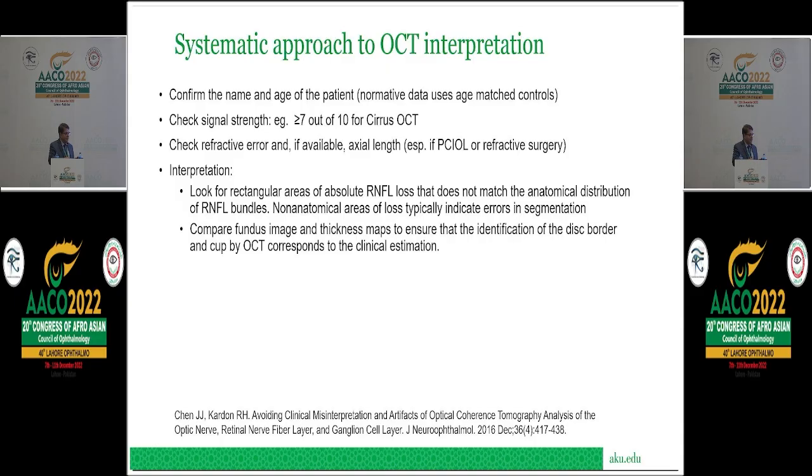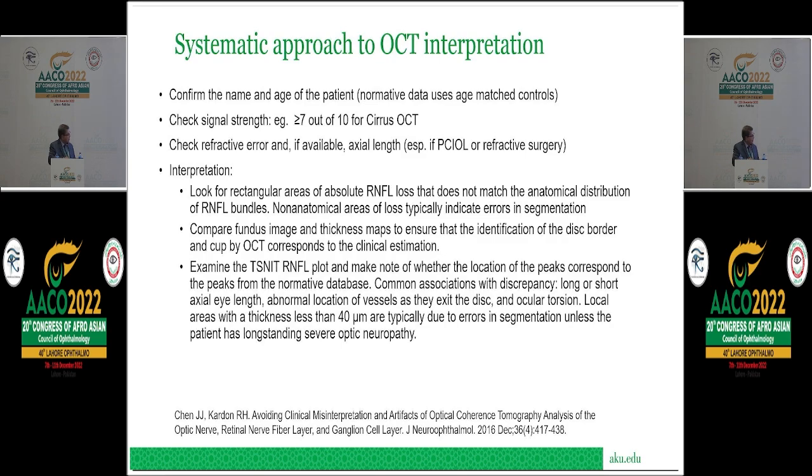Compare the fundus image to the thickness maps to make sure that the disc border is identified properly and everything corresponds. And then look at the TSNIT plot. Now, you need to look at the segmentation pattern, whether it was done properly or maybe there's a blood vessel or something that messed it up. And then look carefully at the plot and see if the plot makes sense. And if there are abnormalities, then check why.